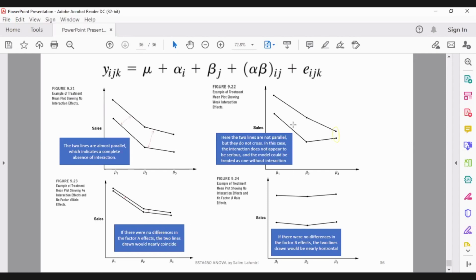For this one, the two lines are not parallel, but they do not cross. So in this case, the interaction does not appear to be serious, or there is a kind of interaction, but very insignificant, because the two lines are not crossing. For that one, if there were no difference in the factor B effects, the two lines drawn would be nearly horizontal. So there is a kind of effect, but very marginal.